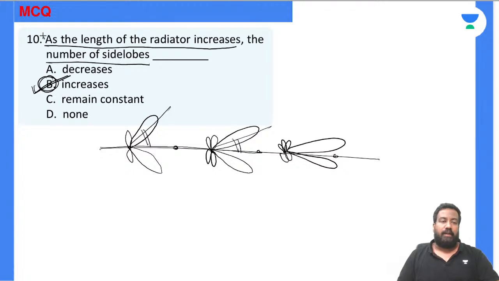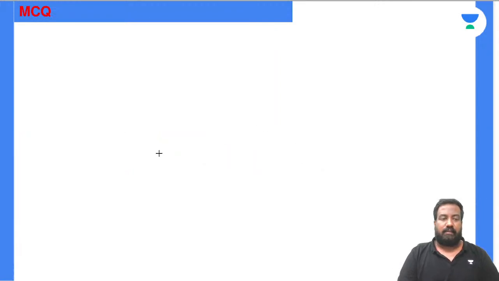Very, very important here. Some more discussion on V antennas, inverted V antennas and rhombic antennas. We'll try to do it in the next session.